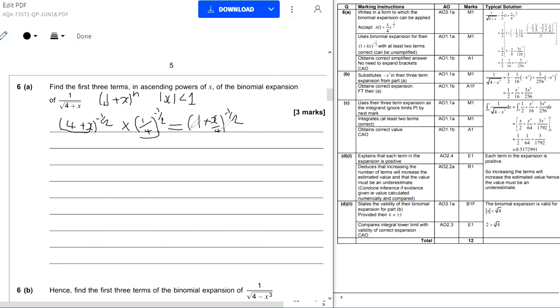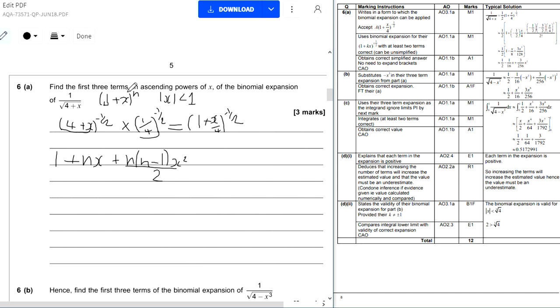But anyway, so now we've got to actually use the formula. So the general formula, we only want the first 3 terms. So first term is 1, second term is nx, third term is n times n minus 1 times x squared, over 2.